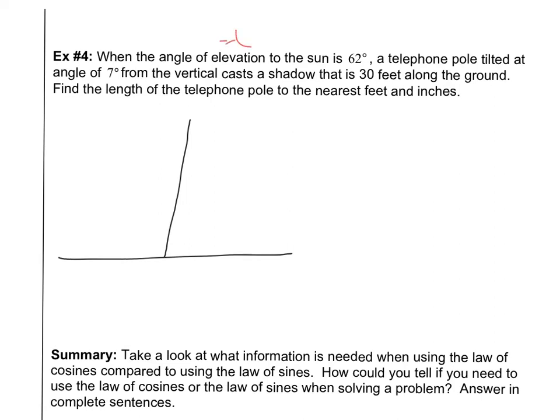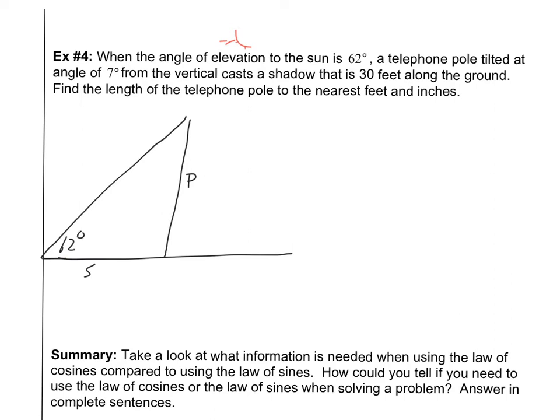Well, if the sun's over here and it casts some shadow like so, we could say this is the S for shadow and this is P for pole. We know that this angle of elevation is 62 degrees, so let's go ahead and put that in.